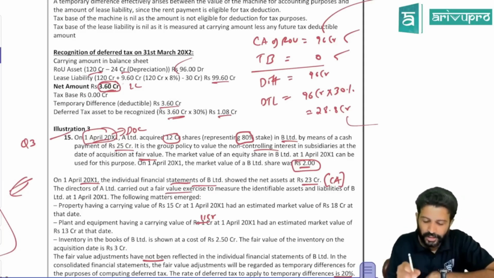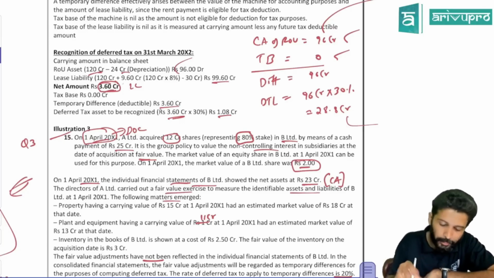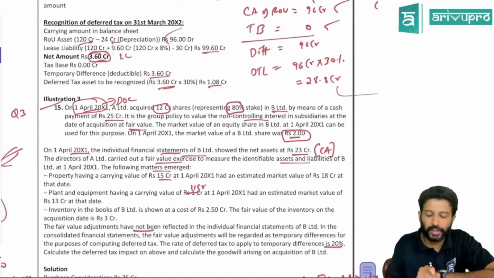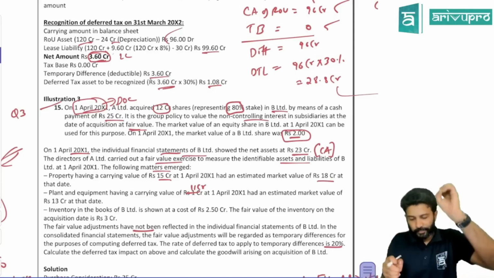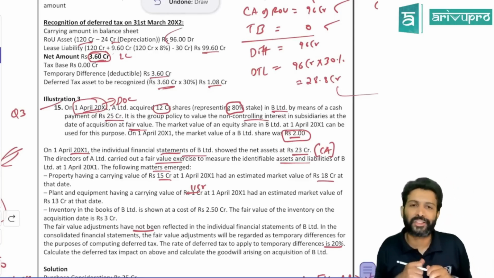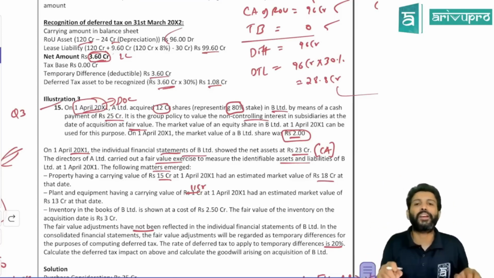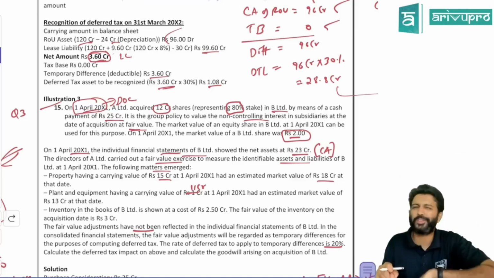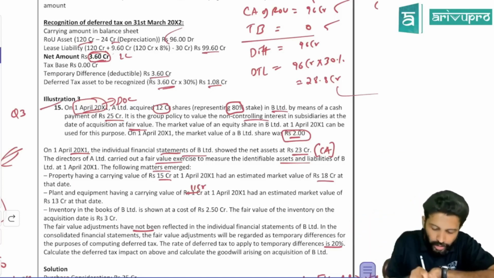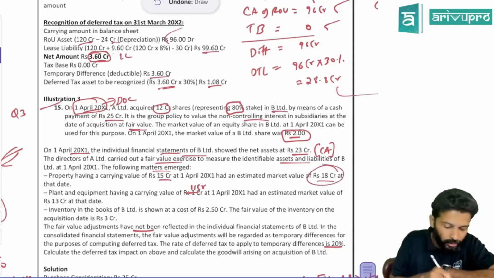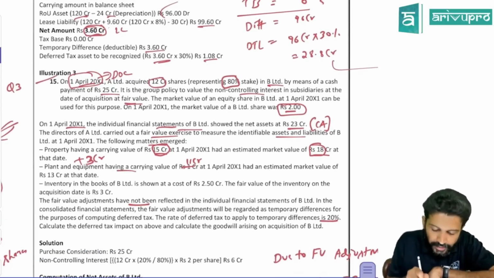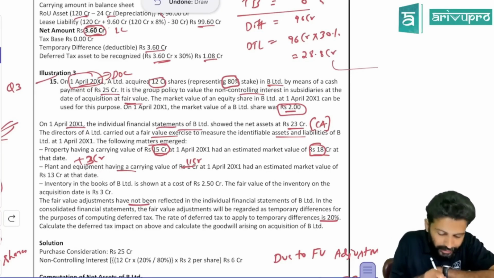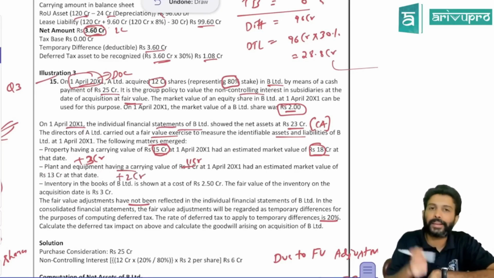Directors carried out a fair value exercise to measure the identifiable assets and liability of B Limited, and following matters emerged. Property having a carrying amount of 3 crore had an estimated market value of 18 crore. Oh, okay, that means they will give you the book value or carrying amount of net assets. And for a few net assets, they will say fair value is increased or something. So fair value adjustments you need to give. We have done all this in our consolidation, right? So compared to book value, carrying amount of PP, fair value of PP has increased by 3 crore. Yes, no? Carrying amount is 15 crore, fair value is 18 crore. So there is a fair value adjustment of 3 crore here. Similarly, PP, carrying amount, this should be 11 crore, it's a typo, had a market value of 13 crore. So fair value increase is 2 crore.